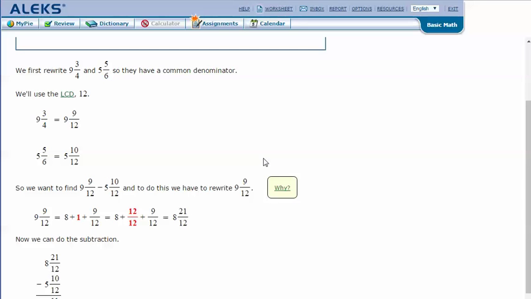First, we rewrite 9 3/4 and 5 5/6 so they have a common denominator, because we can't subtract when we have a fourth and a sixth. The least common denominator, or the smallest number they both go into, is 12. 4 times 3 is 12, and 3 times 3 is 9. And so 9 3/4 is the same thing as 9 9/12.